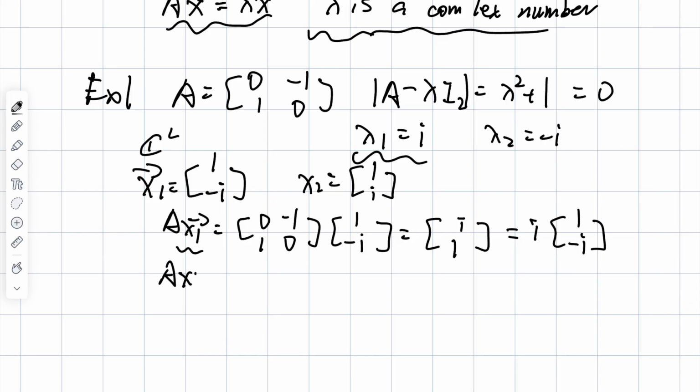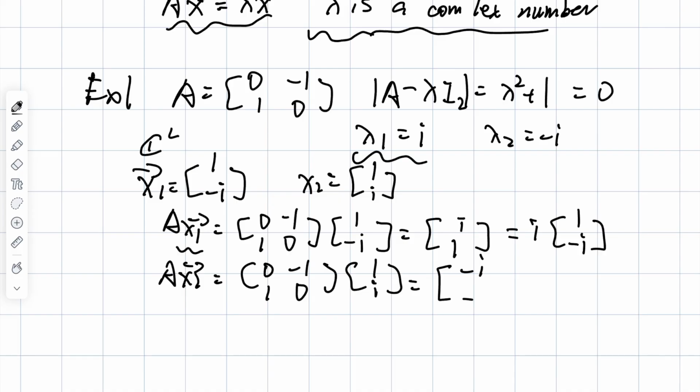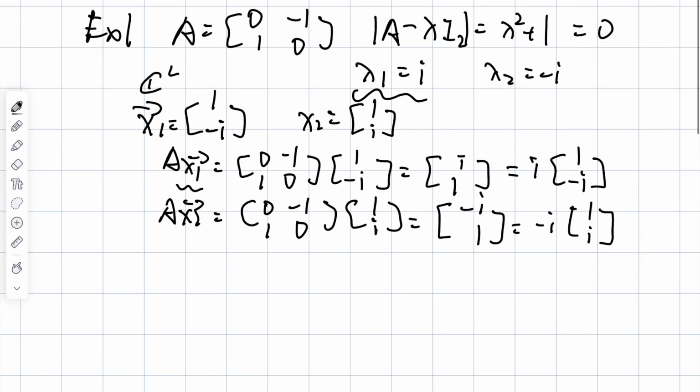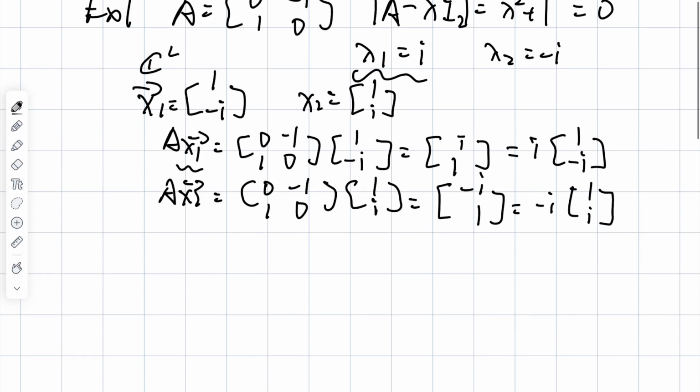Also, A x2 equals negative i times x2. So for A equals [0, 1; -1, 0], the eigenvalues are i and negative i. They're complex numbers.